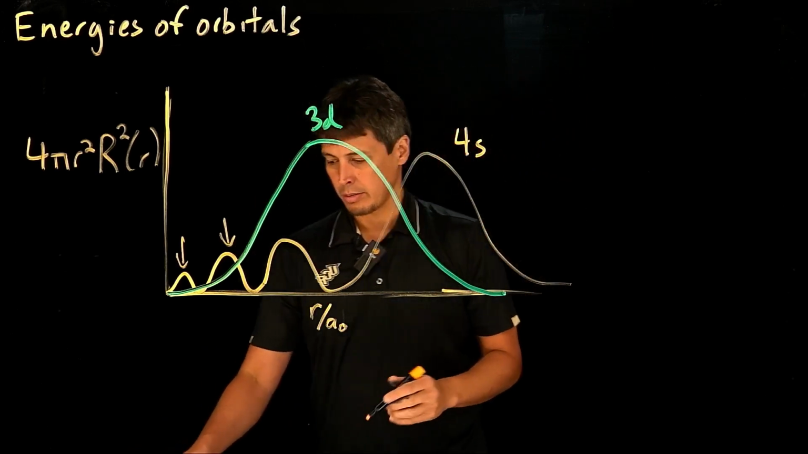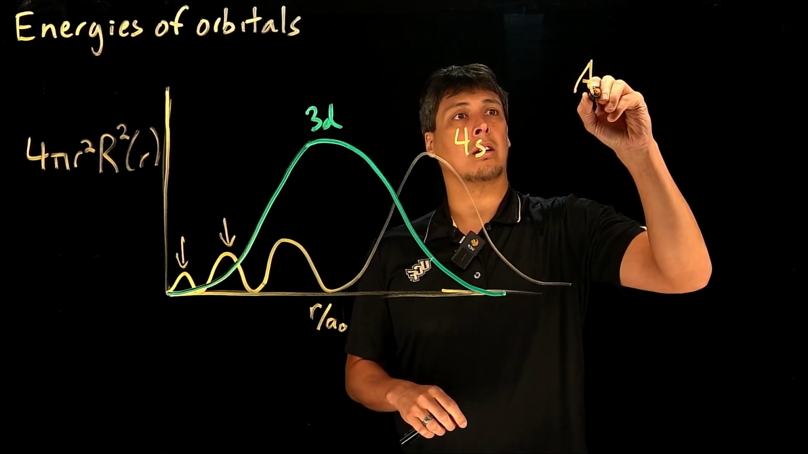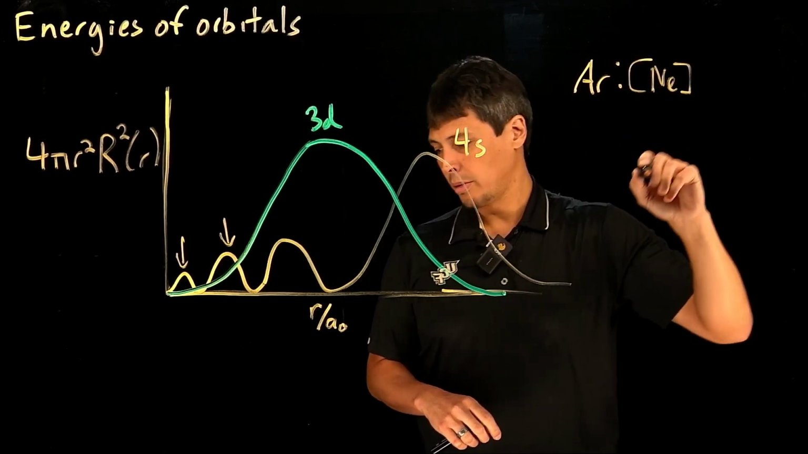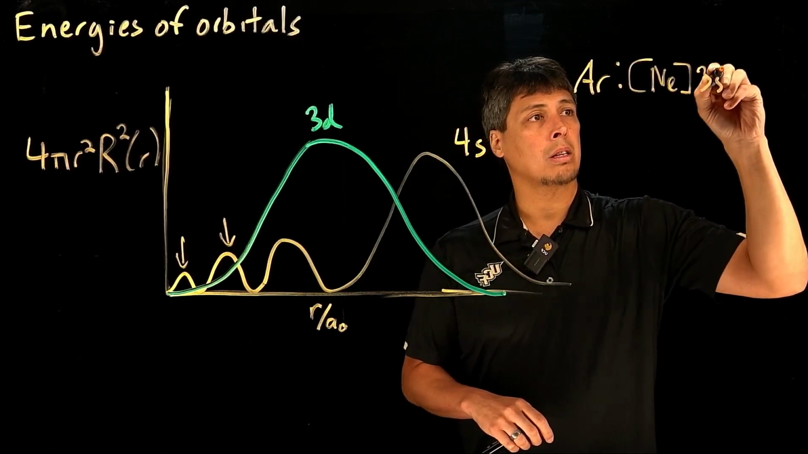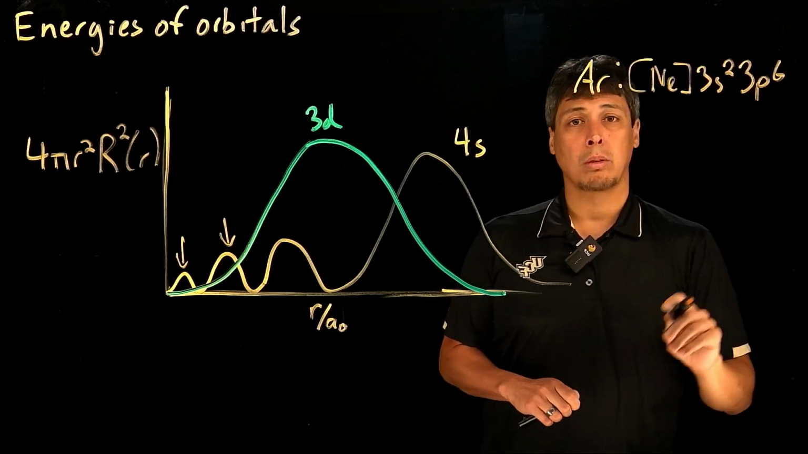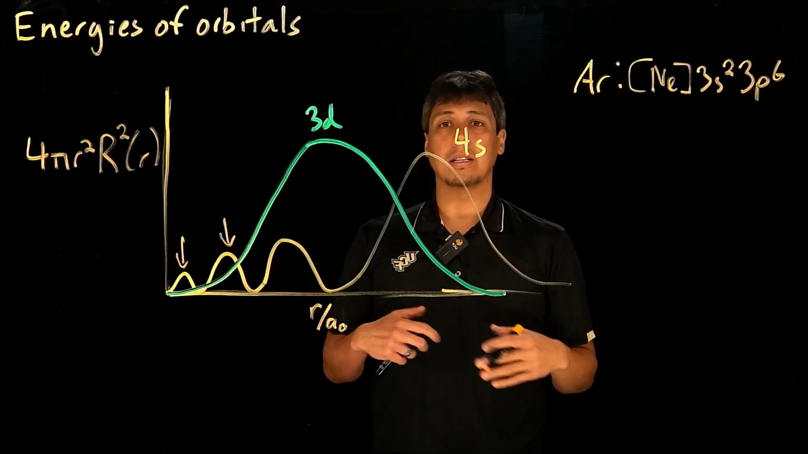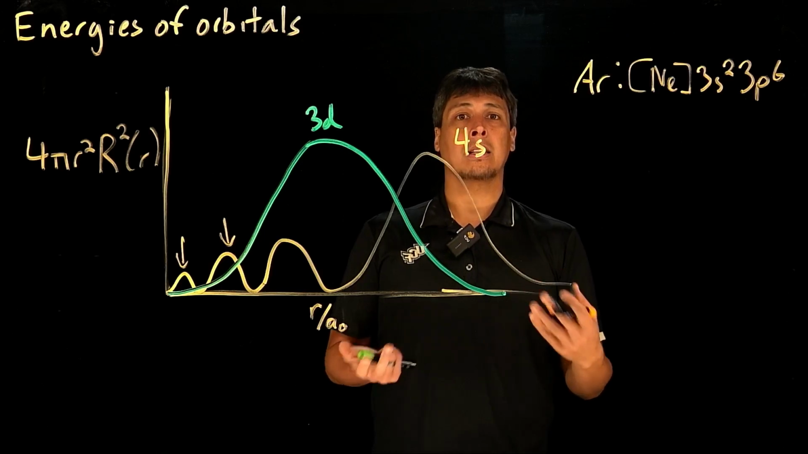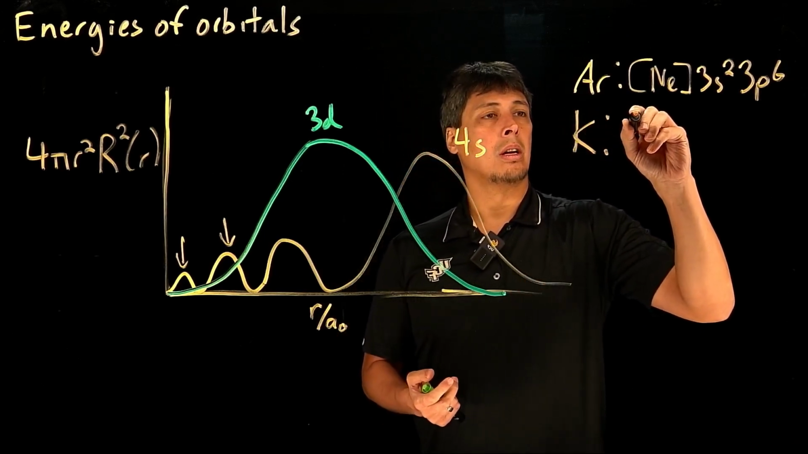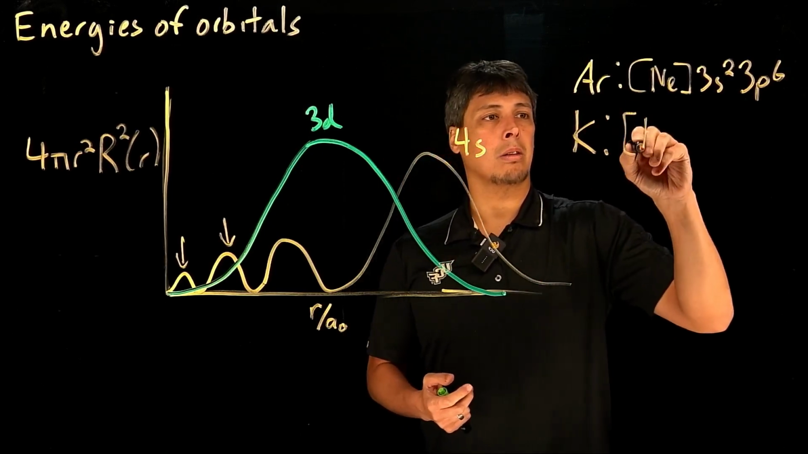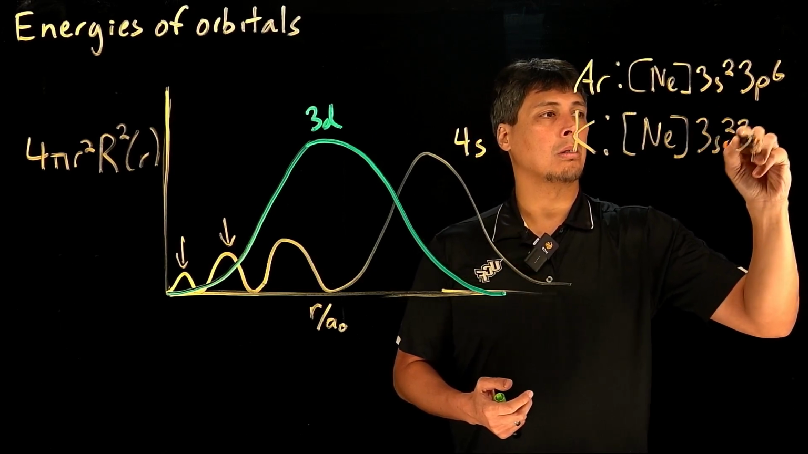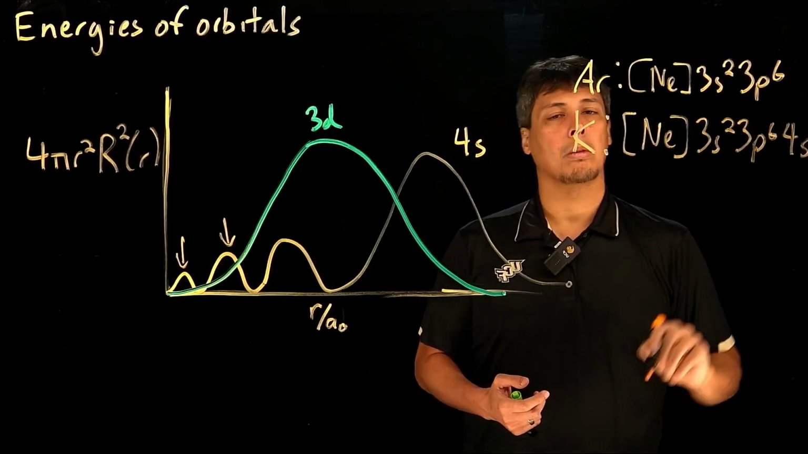And so for that reason, we see that argon has an electron configuration of filling the neon shell with a 3s2 3p6. Then we would think, just on the basis of the principal quantum number, that the next electron for potassium should go into a 3d orbital. But in fact, what we see instead is that the next electron goes into the 4s orbital.